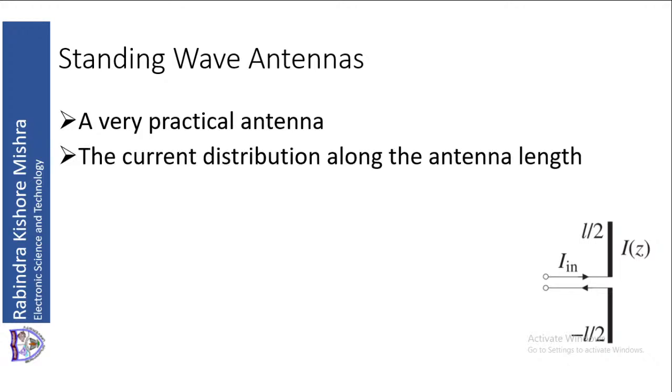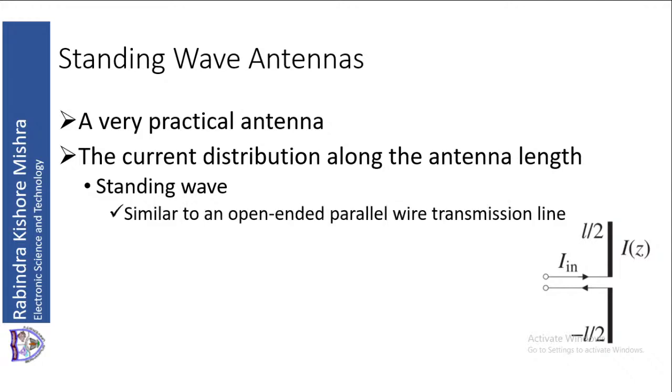The current distribution along the antenna length gives you a standing wave pattern, which is similar to an open-ended parallel wire transmission line. Standing wave we get in the parallel transmission line. If it is terminated in open circuit, then we get a reflection from the open end, and the reflection and the incident, when they interact with each other, give a standing wave pattern. So a standing wave pattern is established along this transmission line. Similar thing happens here in this case.